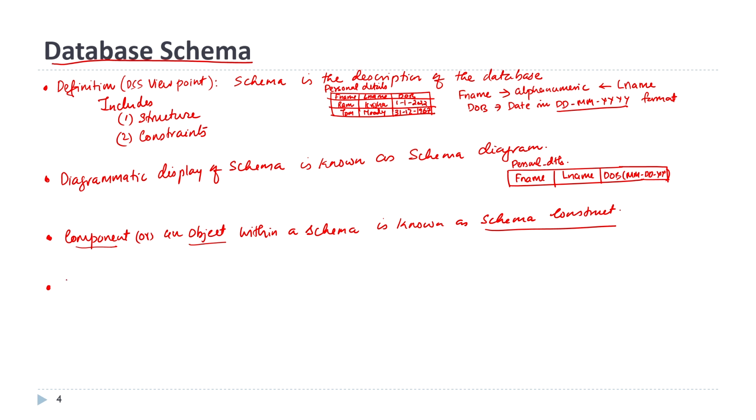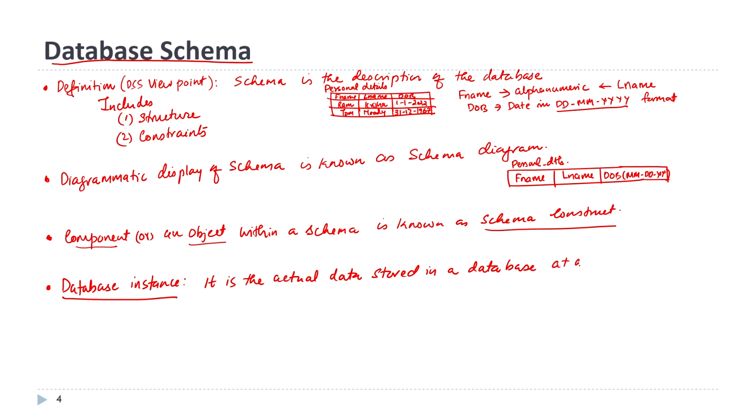There is a word called database instance. A lot of the time people confuse this with schema construct; it is not. When somebody says database instance, it is the actual data stored in a database at a particular moment of time. So, the instance can vary.